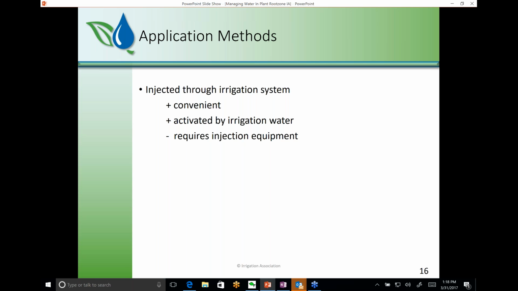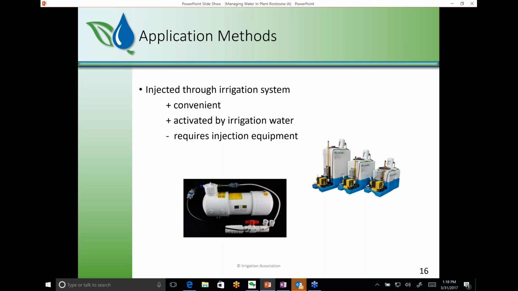There is the requirement for injection equipment, but there are two types of equipment available to people in the industry. One is the typical electronically driven, and there are many companies out there to produce these. The other are Venturi driven, which have been used for a number of years. And so there are two ways to inject water management chemistries into the irrigation system and get them across your property.